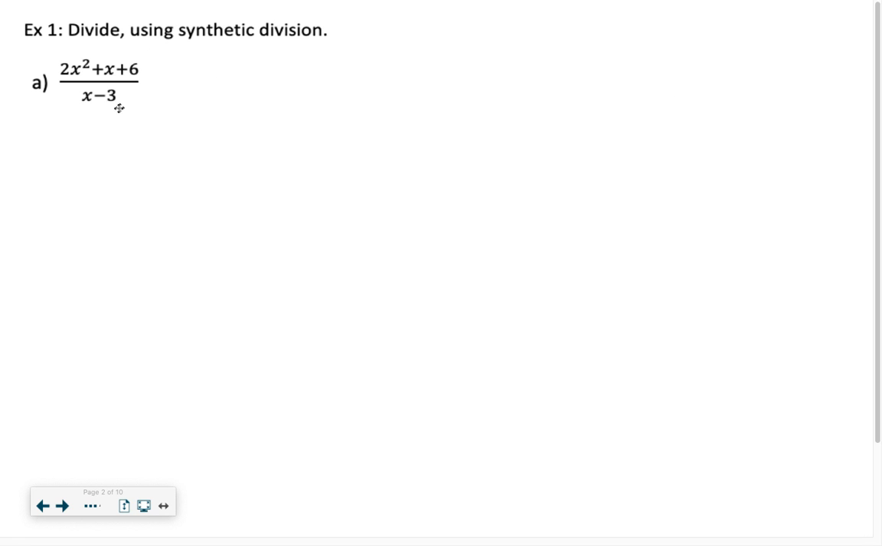So, what I want to look at first is the divisor. It is in the form of x minus a, so I can use synthetic division. Now, the first thing we want to think about is if I set that equal to 0 and solve, we would get a value of 3, right? So, the first thing I'm going to do to set up synthetic division is put that 3 in a little box here. Then I am going to list out all of the coefficients of my numerator, or of my dividend. So that'll be 2, 1, and 6.